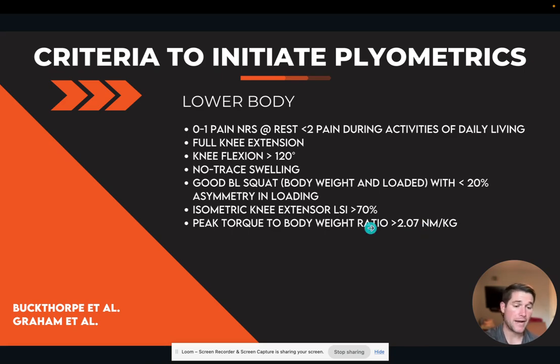And 2.07 is roughly just above 70% of the individual's ability to push their body weight. So for simple math, if I'm, let's say, 100 pounds and I pushed 70 pounds on the knee extension isometric test, that would put me probably around this value here. And that's important because we want to make sure that they have the capacity to take on this external load.